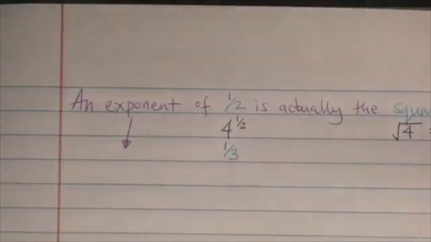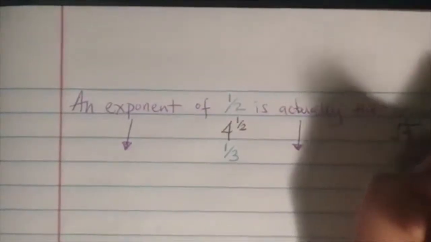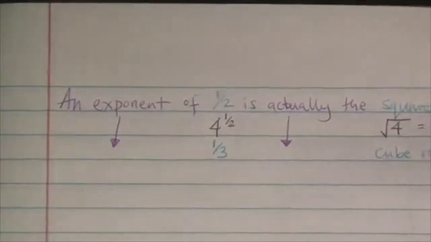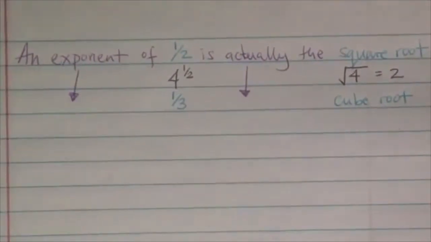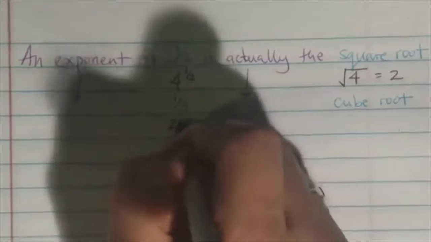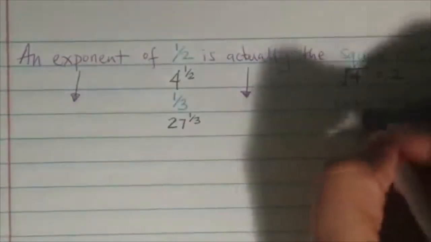An exponent of 1/3 is actually the cube root. So let's take a look at an example. Let's say 27 raised to the 1/3.